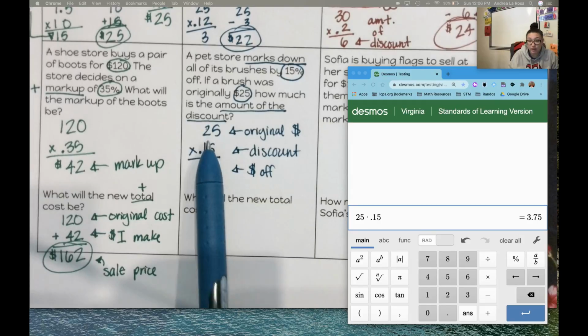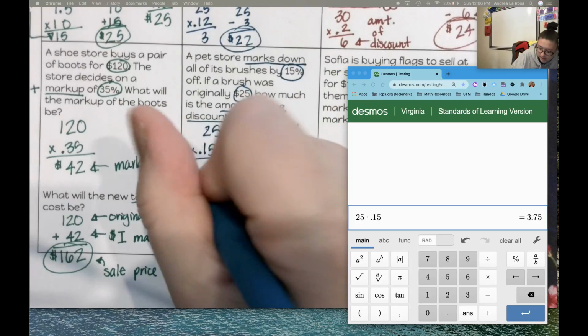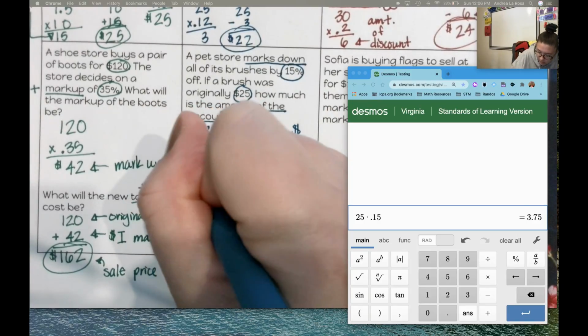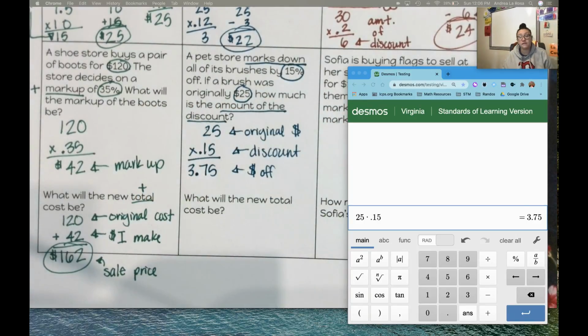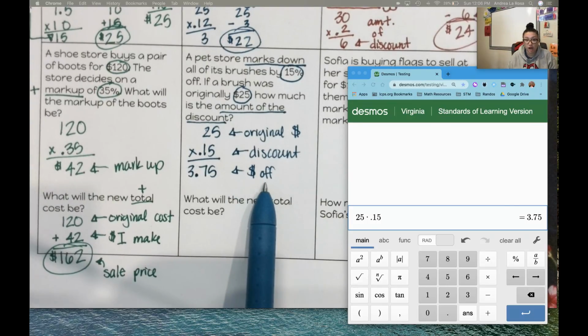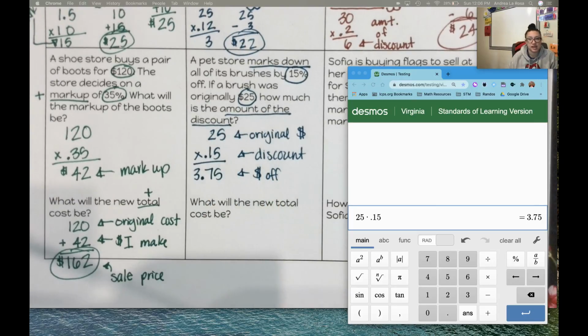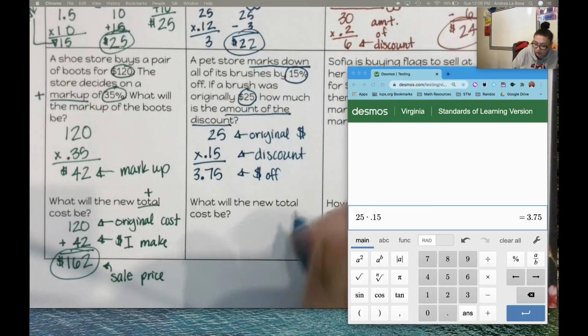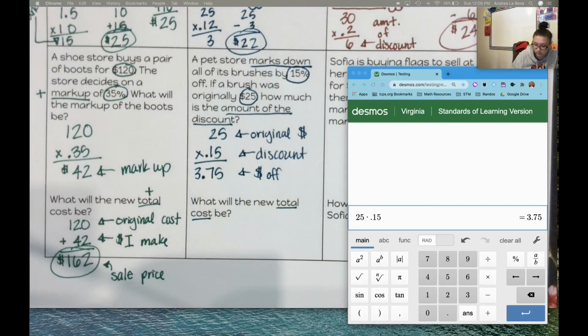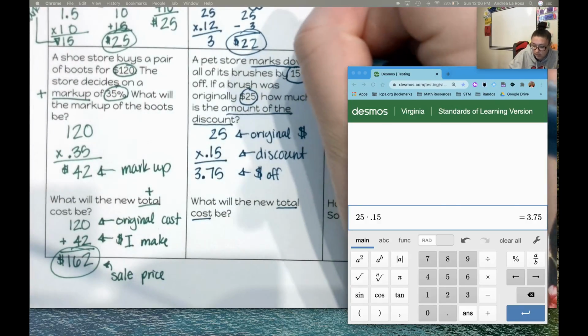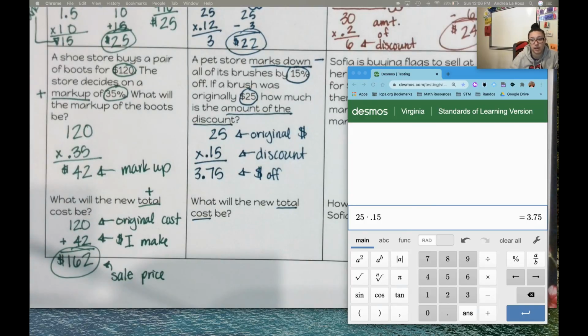So if I take my original $25 times the 15% of my discount, I see on my calculator I'm going to take $3.75 off of the original price. You might see that wording, dollars off, and that means it's a discount. That means it's a sale. So go ahead, pause your video again, and figure out now the total cost. The total cost. Remember, it's a markdown, so that means I need to subtract from my original amount. Pause the video, try this one on your own.